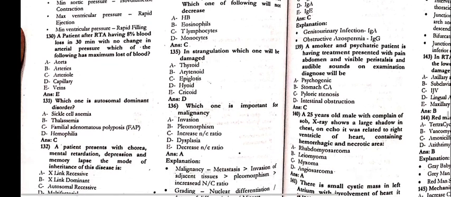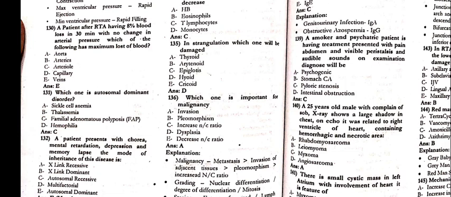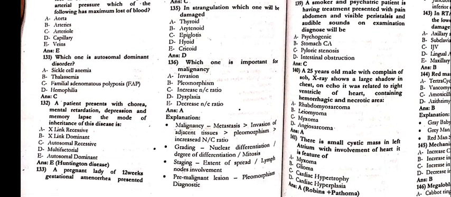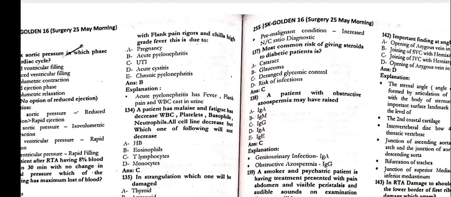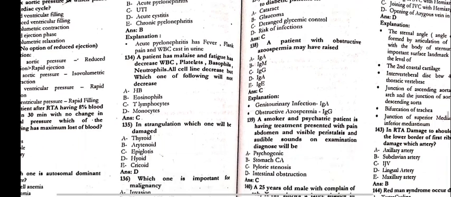131, which of the following is the autosomal dominant disorder? That is Charlie, FAP. 132, the patient presents with chorea, mental retardation, depression, and memory lapse. The mode of inheritance of this disease is E, that is autosomal dominant. 133, a pregnant lady of 12 weeks gestational amenorrhea presented with flank pain, rigors and chills, high grade fever. This is due to beta, acute pyelonephritis.